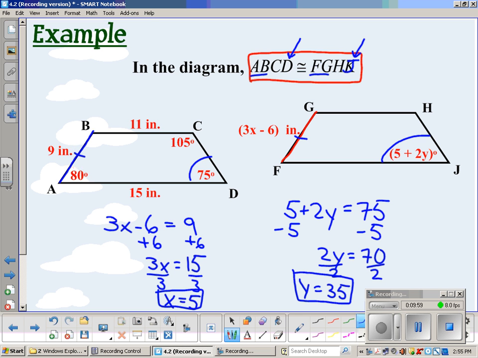Now notice that there was some information we didn't end up using from the diagram on the left. Line BC was labeled as 11 inches. Side AB was labeled as 15 inches. And then we had angle A 80 degrees and angle C 105. So sometimes there will be extra information in your diagrams that you don't need. Make sure you match up your information to the correct congruent part in the other triangle.